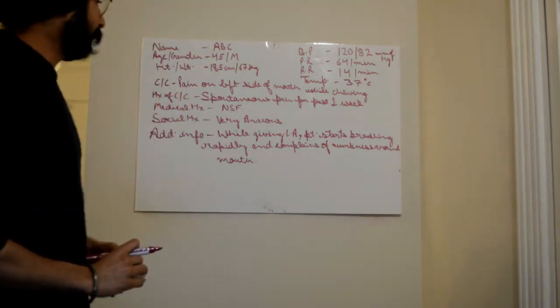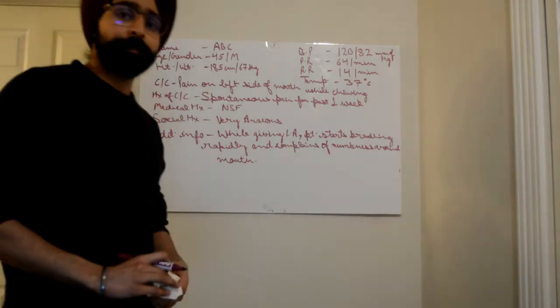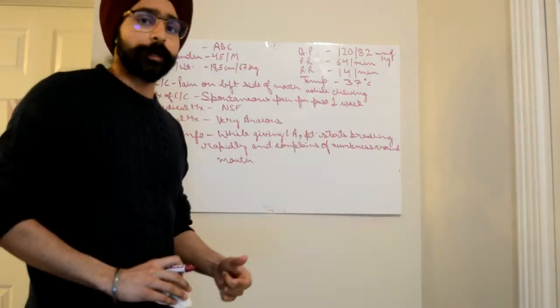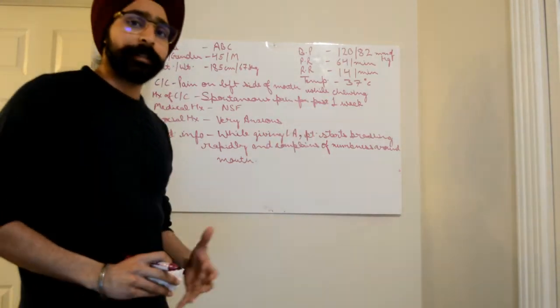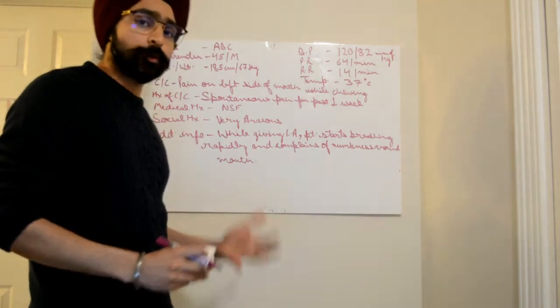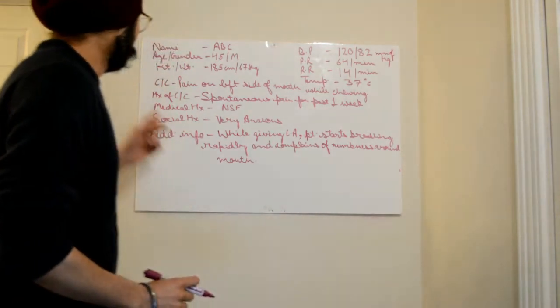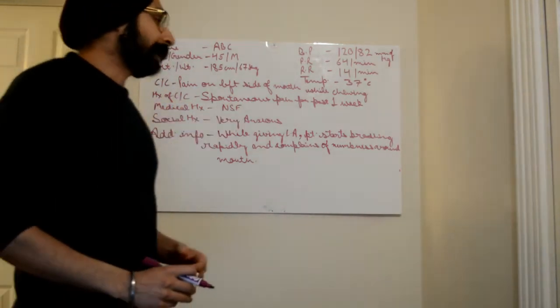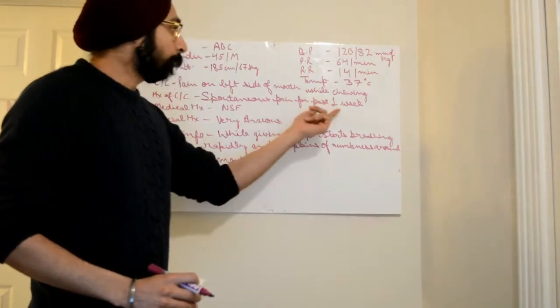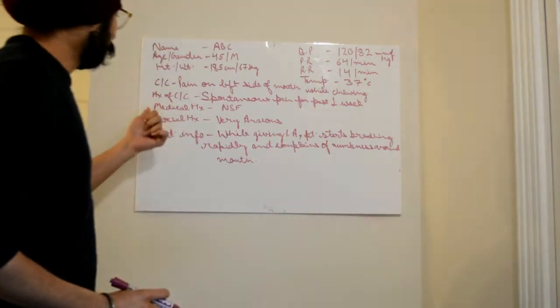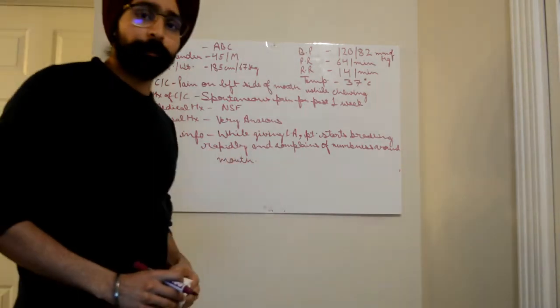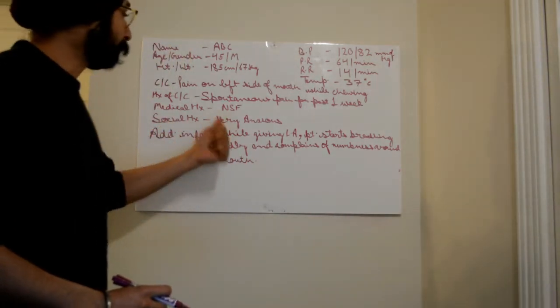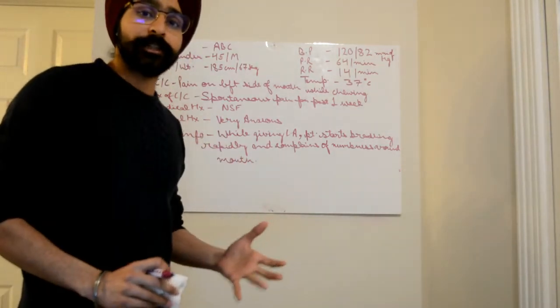Patient's chief complaint is that patient has pain on left side of mouth while chewing. That is, whenever patient eats something, he chews something, he feels pain. History, patient has spontaneous pain for the past 1 week. Medical history is not significant. Social history is the patient is very anxious.